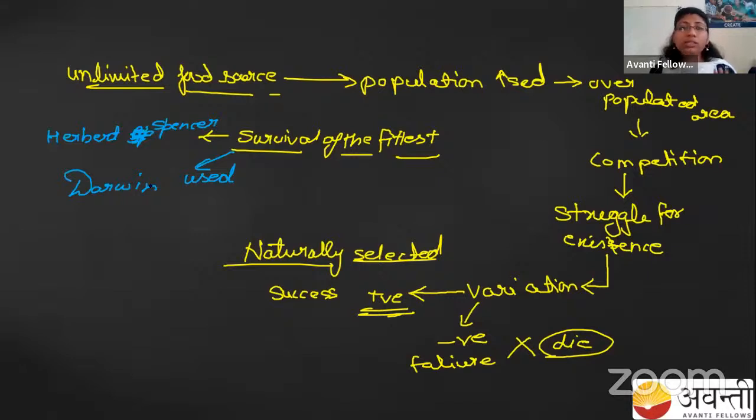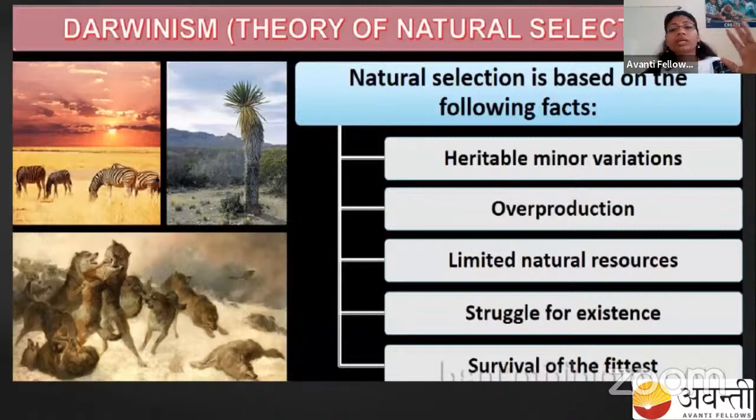Is it clear to everyone that the availability or the changing environment always makes its selection? So we can say this natural selection is based on heritable minor variation. Here we have species who are able to survive with a small amount of food. So they get this variation with a small tummy size. So they have a minor variation. Overproduction, limited natural resources, struggle for existence, and then the survival of the fittest. So this is our actual flow leading to natural selection.